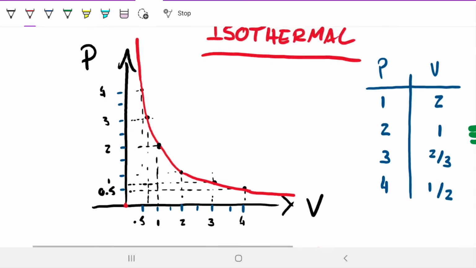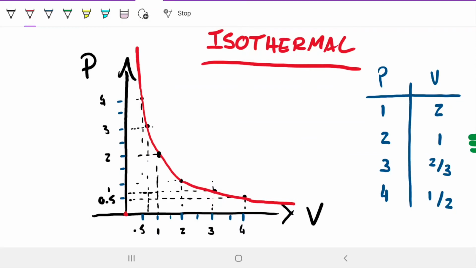Now, if you guys recall, in the previous problem we did on the Carnot cycle, we had 2 isotherms. We had one isotherm at 500 Kelvin and the other one at 310 Kelvin. Okay, so what would that look like? Well, it would look like 2 different lines.